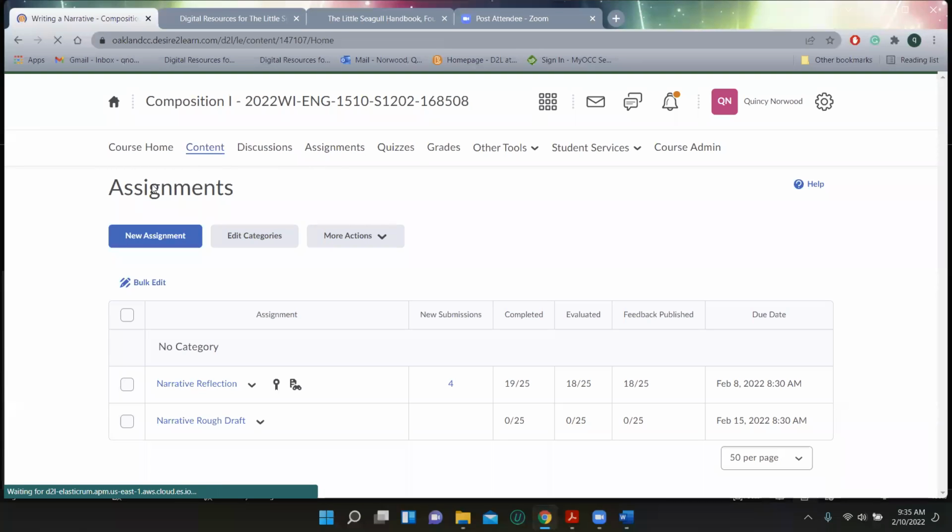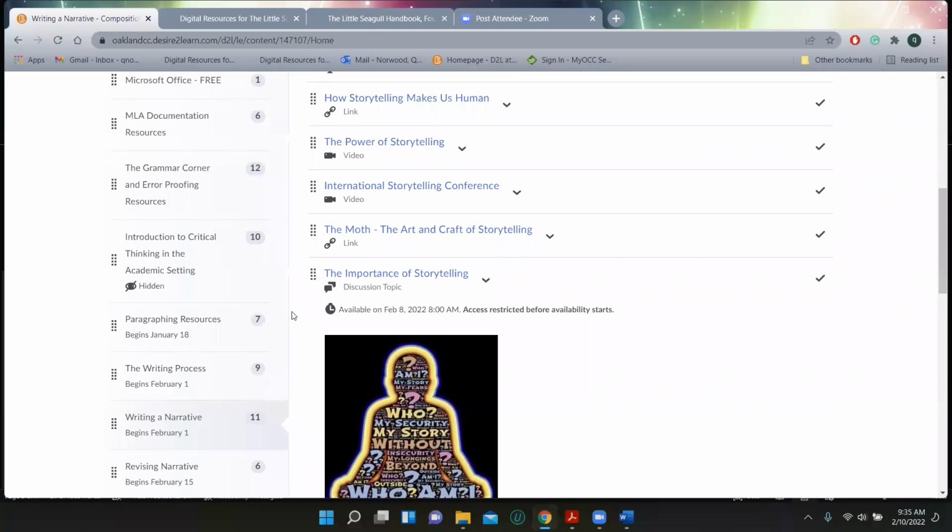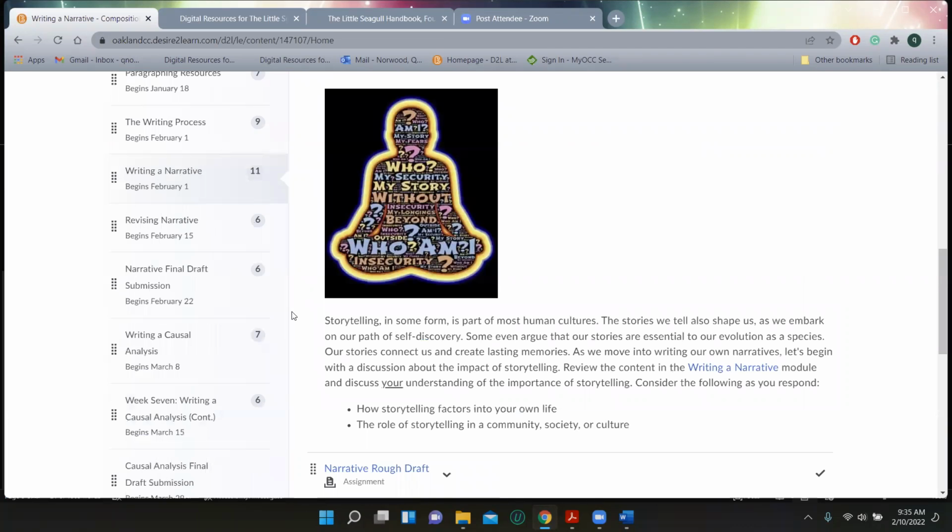And then I'm going back to the content. Aside from doing your rough draft, there is a discussion post that I want you to respond to by Tuesday. I talked about it Tuesday of this week, but I didn't make it visible. But it is visible now. So like I was saying, if you can't see it, just refresh your page and it'll be there. Storytelling in some form is part of most human cultures. The stories we tell shape us as we embark on our path to self-discovery. Some even argue that our stories are essential to our evolution as a species. Our stories connect us and create lasting memories. As we move into writing our own narratives, let's begin with a discussion about the impact of storytelling.